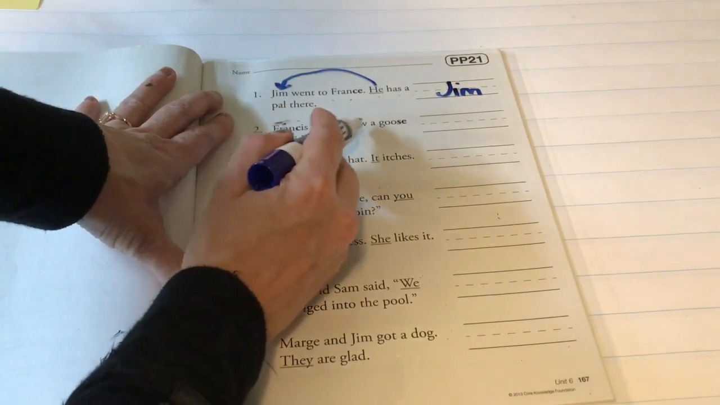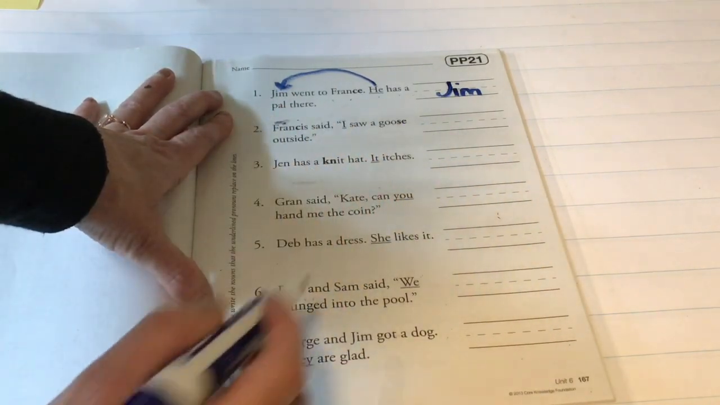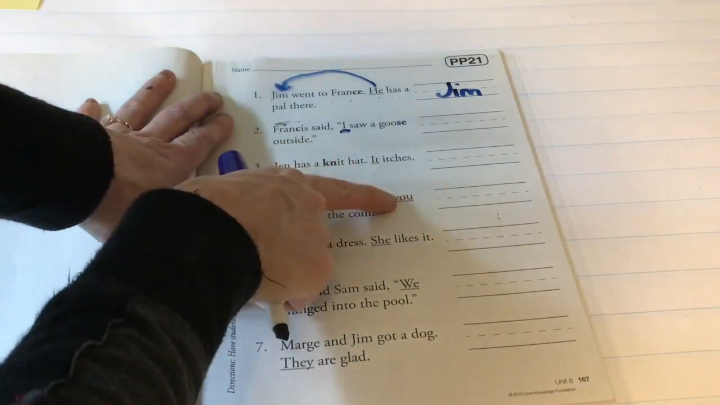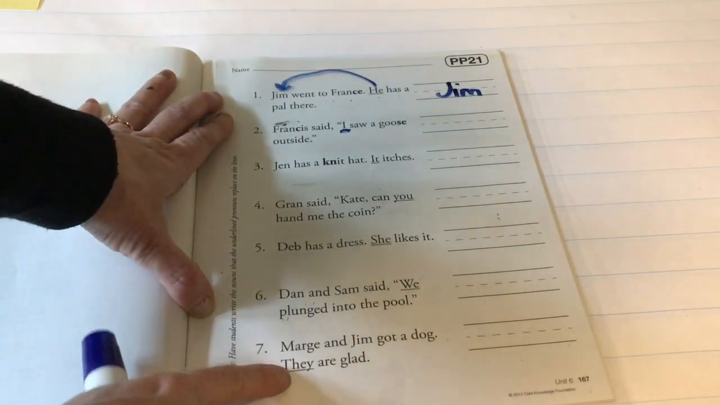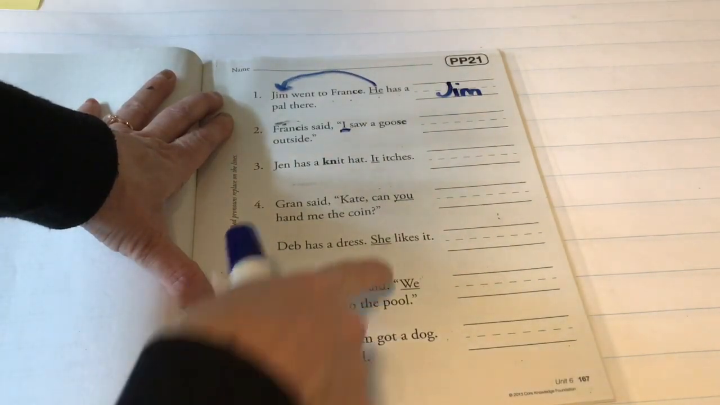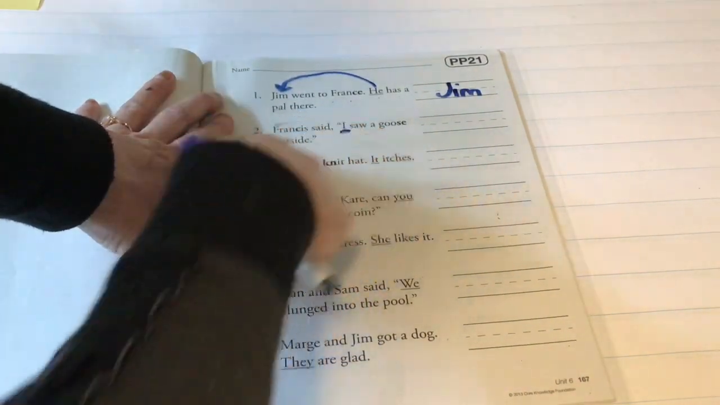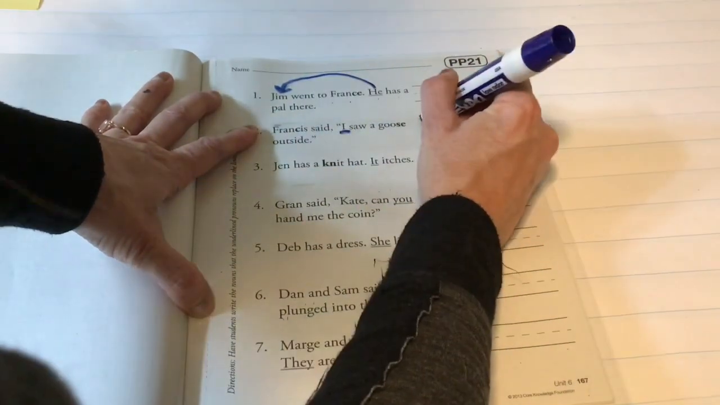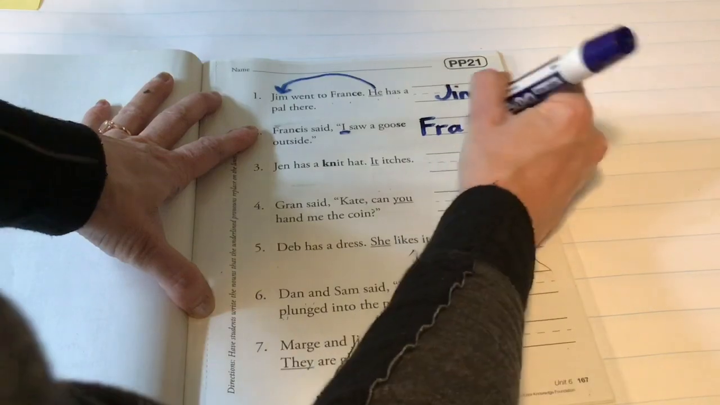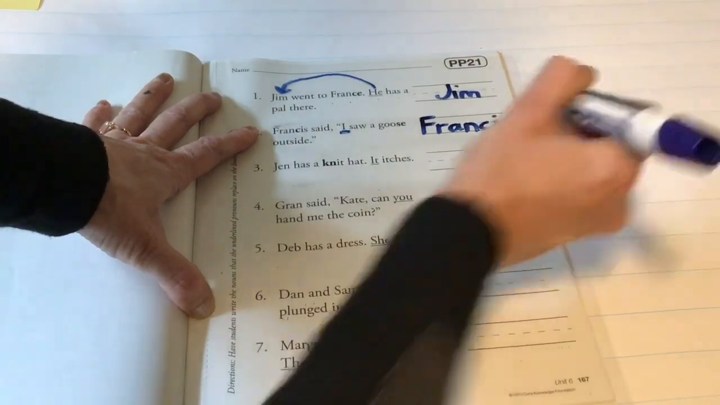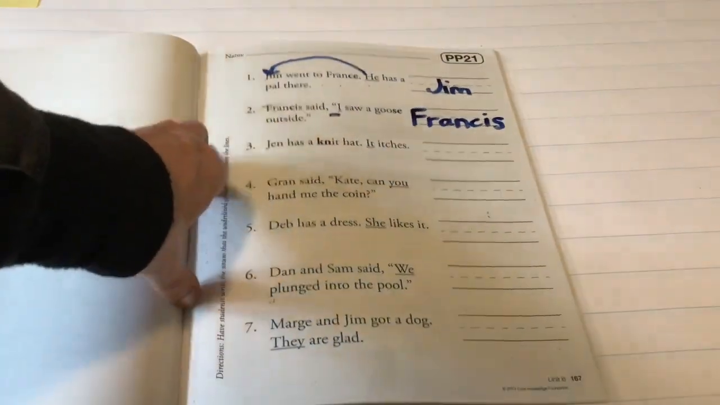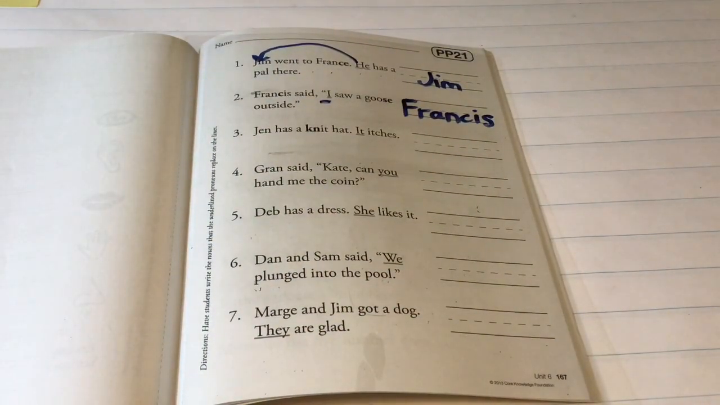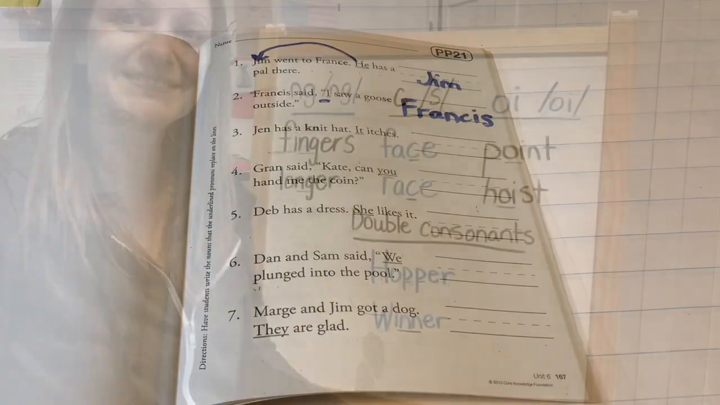Francis said, I saw a goose outside. I is our pronoun, and notice that all of your pronouns are underlined for you to tell you which pronoun you're going to be thinking about. I saw a goose outside. Who saw a goose outside? Francis saw a goose outside. So you would write Francis in your neatest, nicest handwriting on the line. All right, have fun with that one. You can pause me while you finish and come back for our reading for the day.